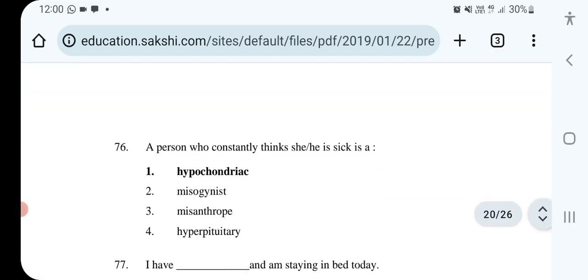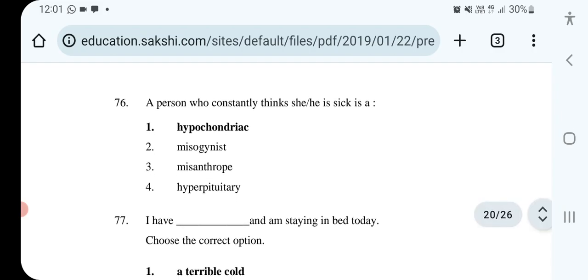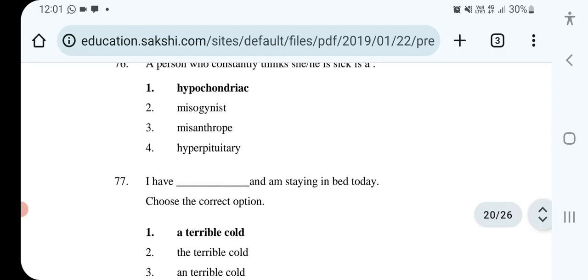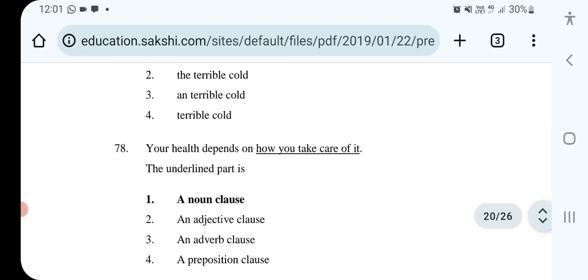A person who constantly thinks she or he is sick is a hypochondriac. These people always think, constantly they think, that they are sick. Hypochondriac. I have a terrible cold and I'm staying in bed today.